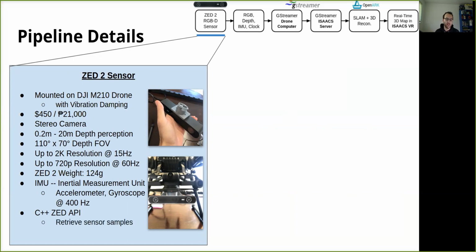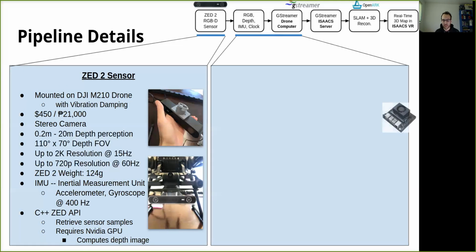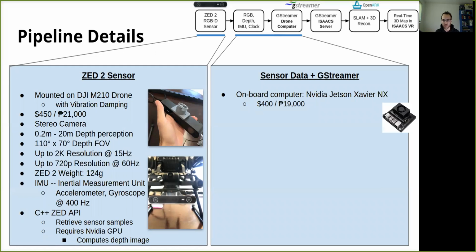So that API, we use it to retrieve sensor samples, the data from it, but it does require an NVIDIA GPU to compute depth images. So since we needed an NVIDIA GPU and we needed an onboard computer that has that GPU, we decided to go with the NVIDIA Jetson Xavier NX. It's pretty small, fits on the drone, and relatively cheap.